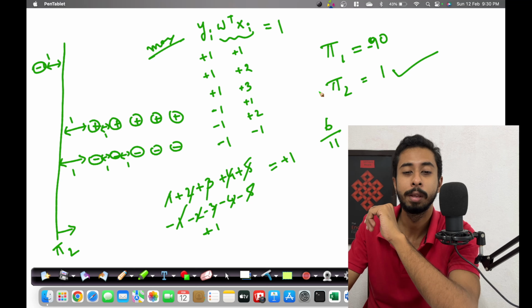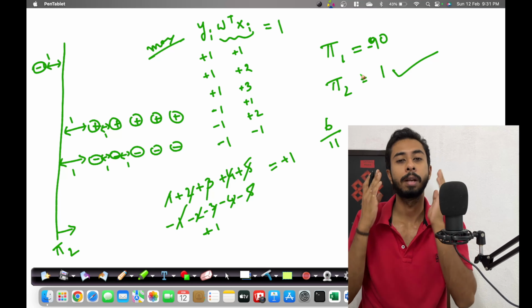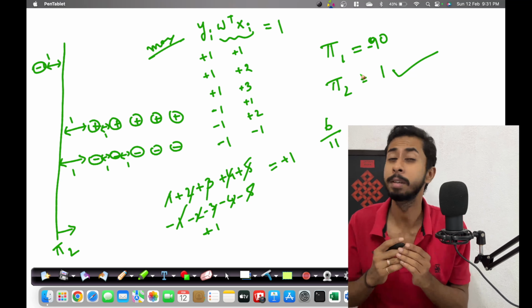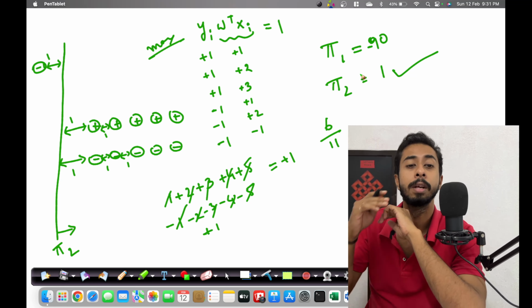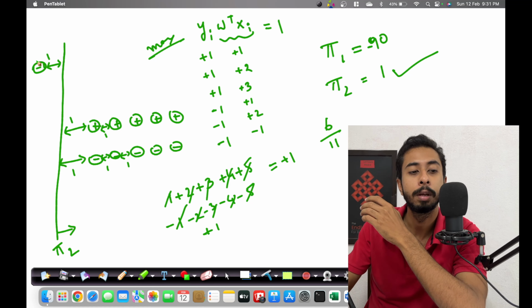But here, according to the equation, pi 2 is better. It has got a higher value than pi 1, right? So pi 2 will be selected, but pi 2 is a very terrible classifier. So in this case, the classifier actually fails. What is the reason behind it? The reason behind it is the impact of the outlier point. This particular point is called an outlier point.